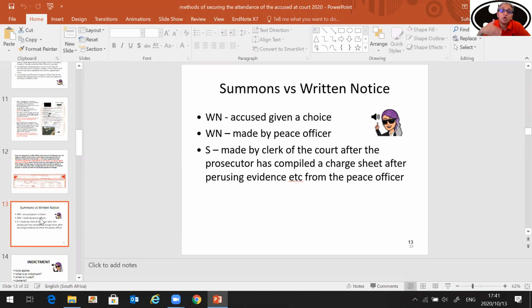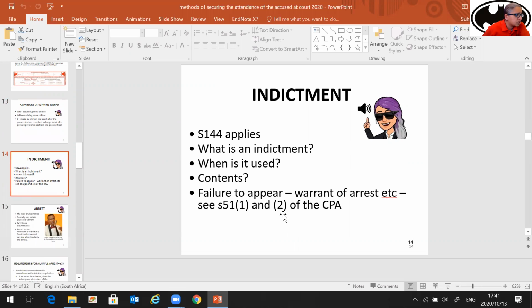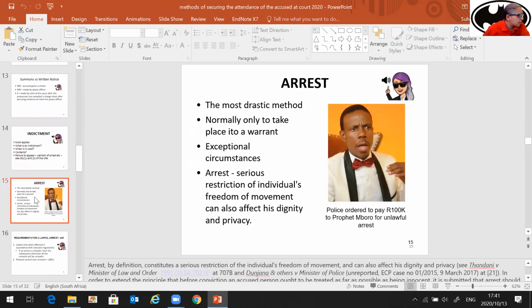Summonses are more formal. They are made by the clerk of the court after having received the docket or the file or the properly drafted charge from the prosecutor's office. Okay. Indictments then are very similar to summonses, but where summonses emanate from the magistrate's court or the lower courts, indictments emanate from the high court, right? And in both cases, failure to appear results in a warrant of arrest. And that brings us to arrests.